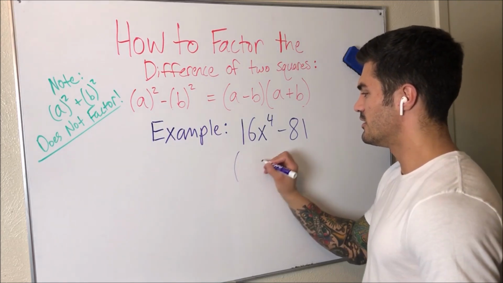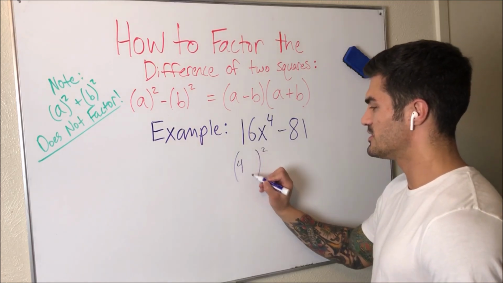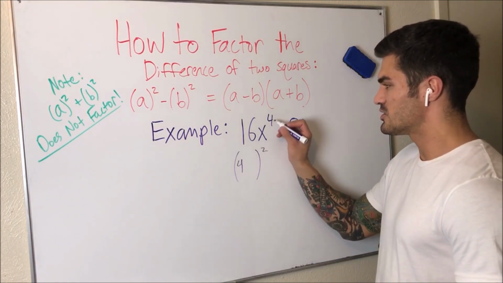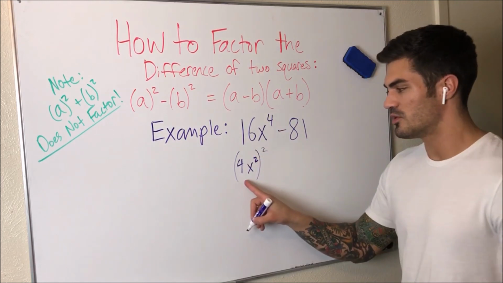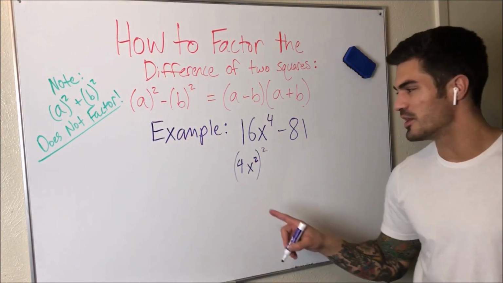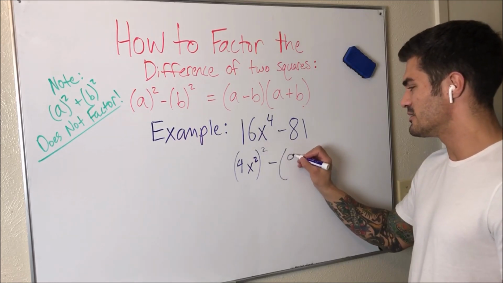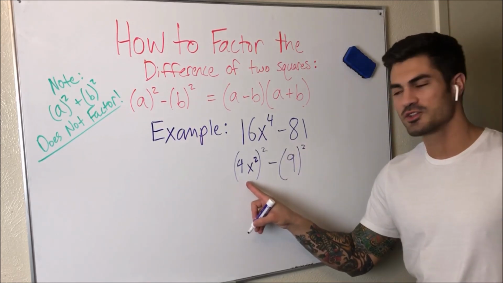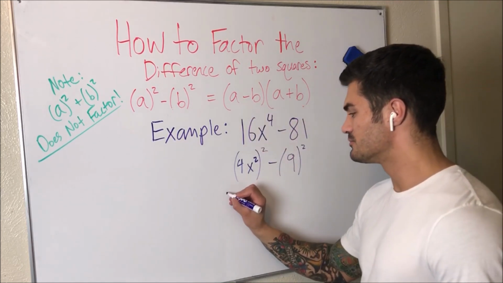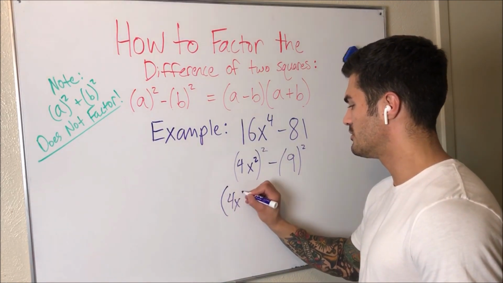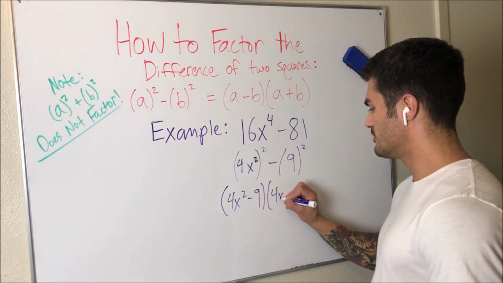So let's see, what can we square to get to 16x to the fourth? Well, I can square 4, and that gets me to 16. And then I can square x squared. Let's see, x squared times x squared is x to the fourth. So that should give me right back to where I was. So my a in this case is 4x squared. I can rewrite this, which is a little bit simpler, as 9 squared. So my a is 4x squared and my b is 9. And now I'm going to go ahead and plug these into this formula. So let's see, my a is 4x squared, that's going to be minus b, that's 9. And then I have 4x squared plus 9.